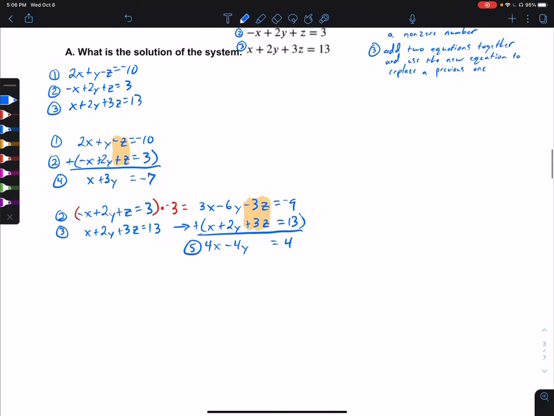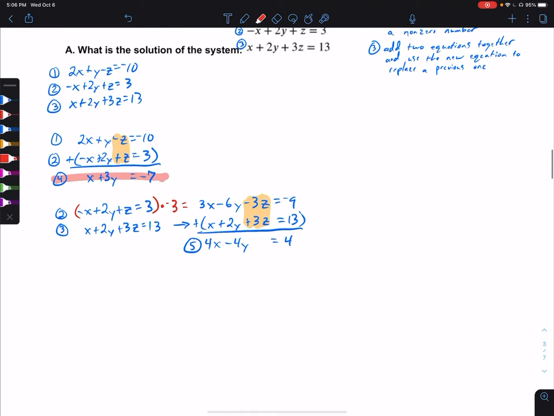Now you'll notice that I have two equations. I'm going to highlight these real quick. Equation 4 and equation 5 both have x and they both have y. There's no z, so I'm now going to use these two equations and work some mathematical magic.